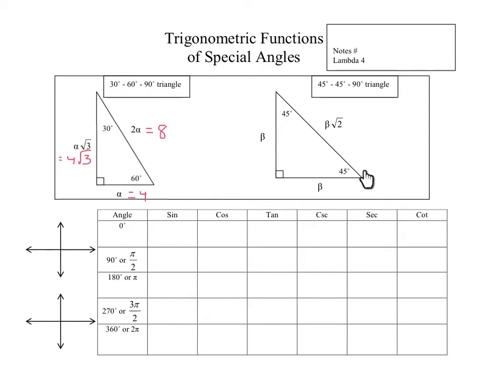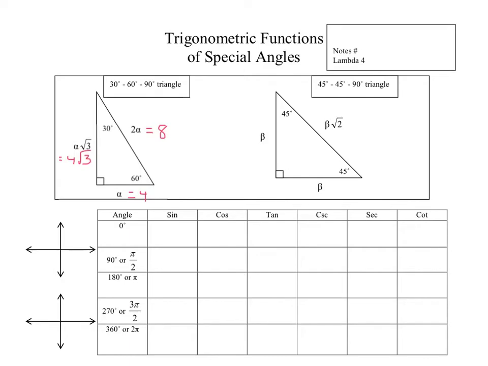In a 45-45-90, the two legs are the same length, and that's because of the converse to the isosceles triangle theorem from geometry. Since the 45s are the same, the sides opposite those have to be the same. The hypotenuse is always going to be whatever the leg is times the square root of 2.